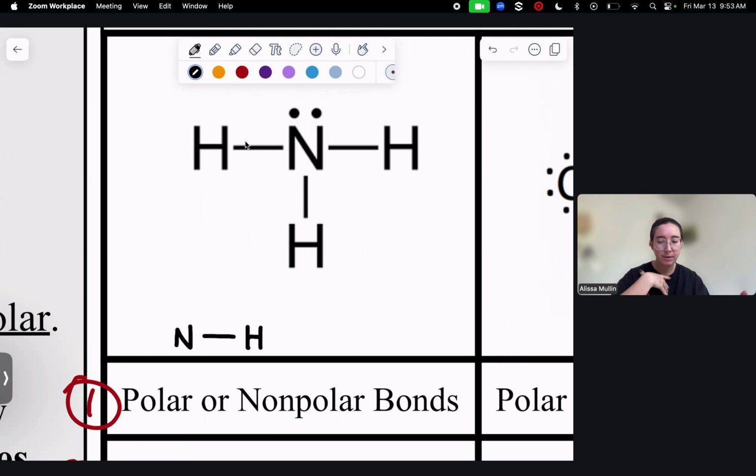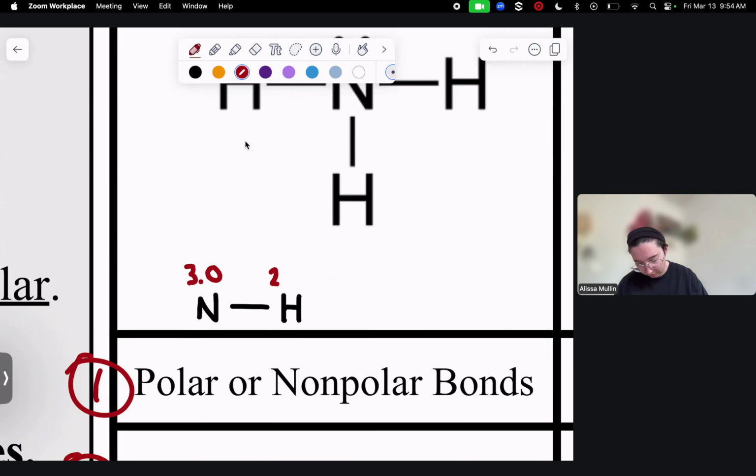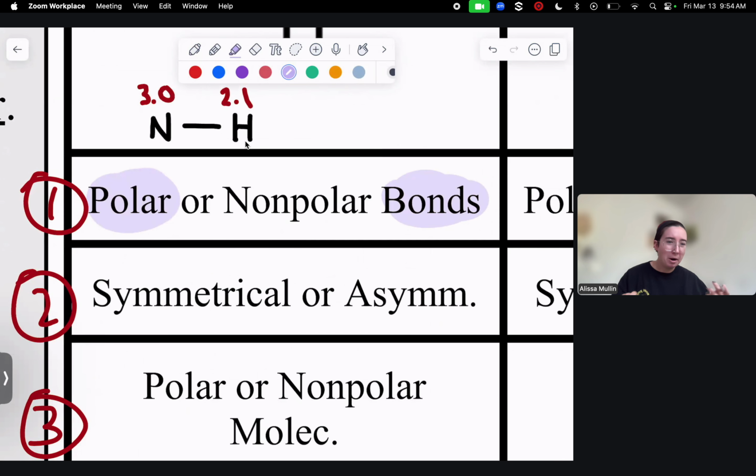So like we did on the last page, we have to check our numbers. And this is 3, and this is 2.1. And hopefully you agree with me that that is polar. So yes, it does have polar bonds. Sorry, not the best setup on that, but the bonds are polar. Okay. So maybe it's polar overall. We have to check. And then, is it symmetrical or not symmetrical?